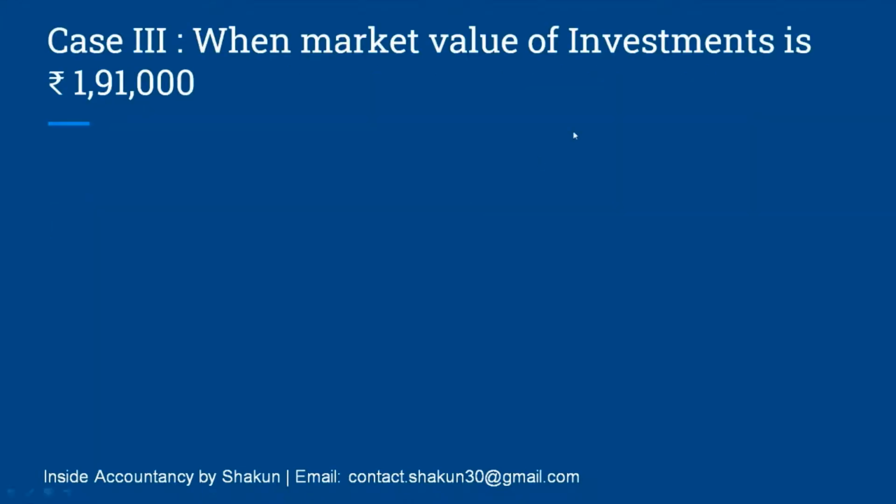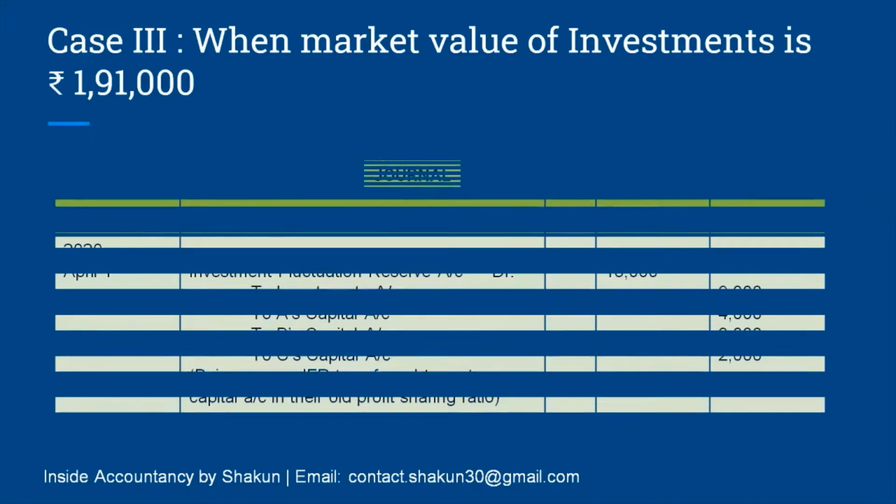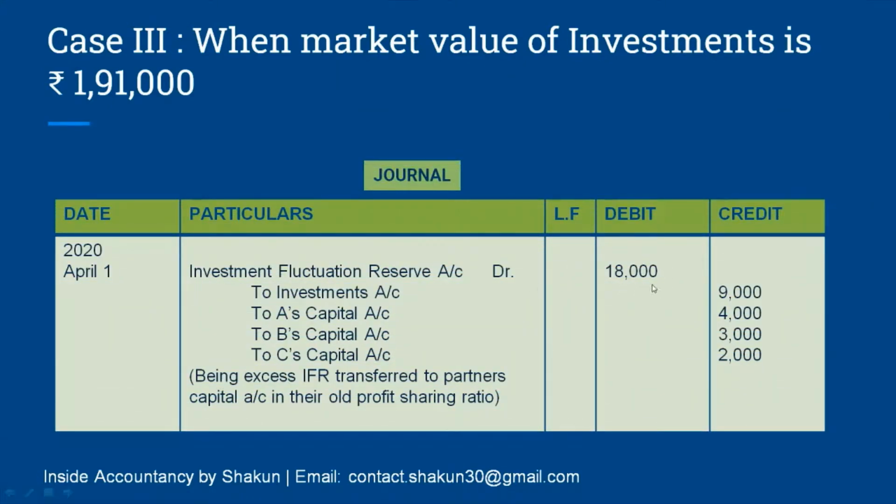Case 2. When the market value of investment is 1,91,000. Now the book value of investment was 2 lakh, the value given in our books. The market value is 1,91,000, so there is a fall in the value of investment. What is the amount of decrease? The book value was 2 lakh, the market value is 1,91,000, so this 9,000 is the value of decrease. This will be covered from the IFR. So investment fluctuation reserve is debited with 18,000. Investments, the amount of decrease, since it is an asset, whenever an asset decreases, it is always credited. So 9,000 is credited, and the remaining 9,000 is distributed between A, B and C in their old profit sharing ratio.